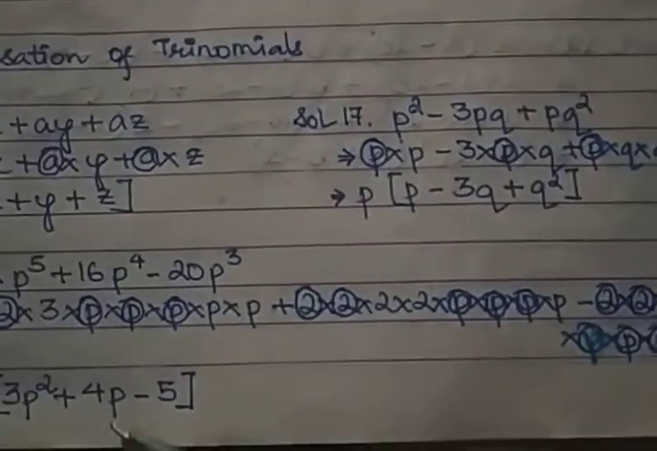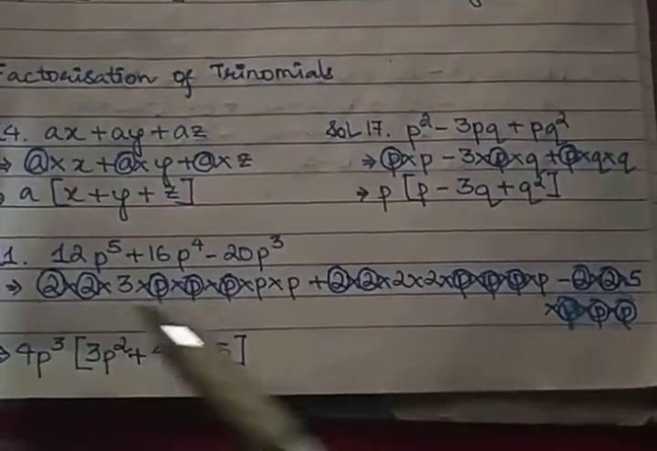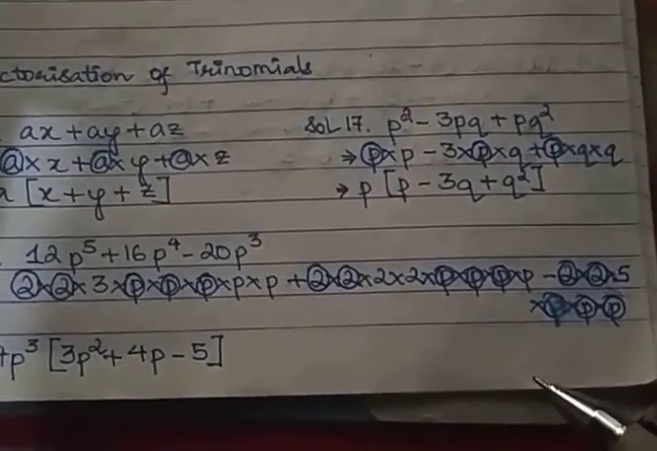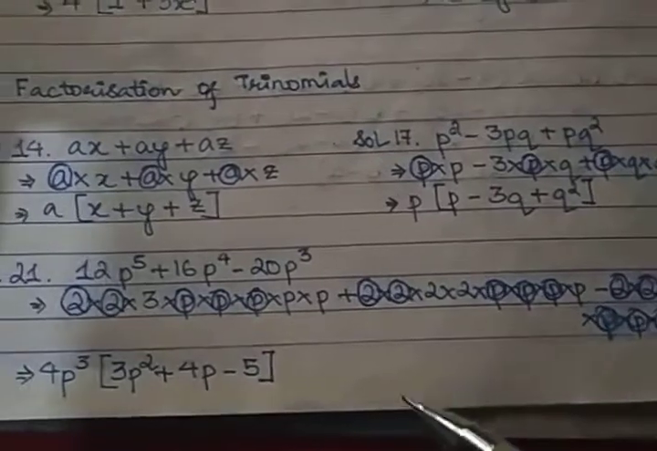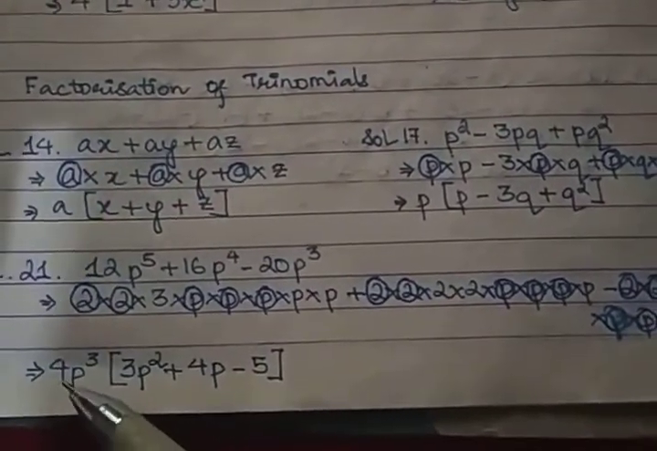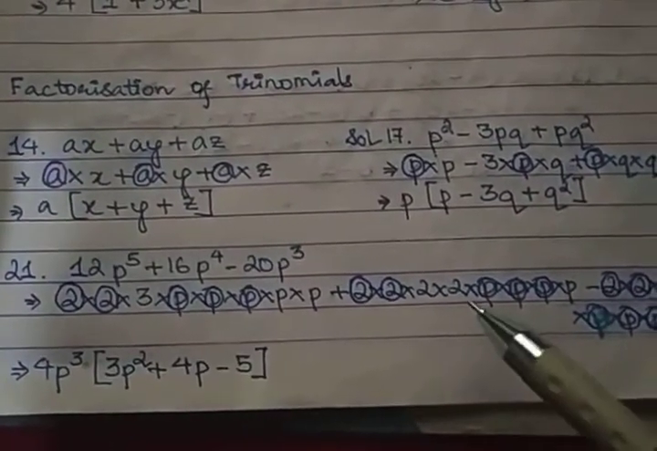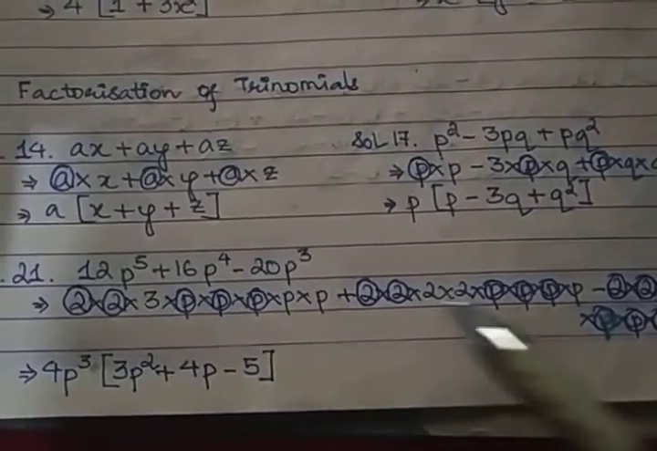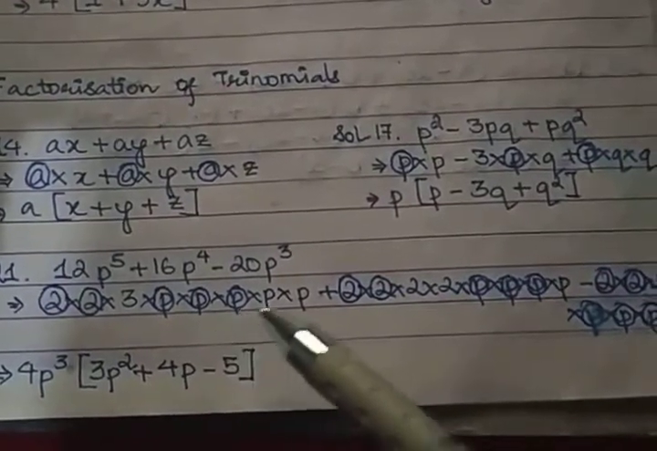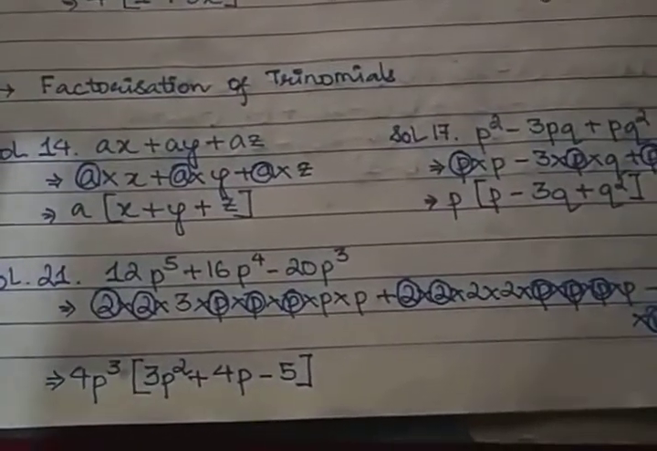Okay, now what do I see here? From all the three terms, I see 2 as common. Again, a second 2 is also common from all the three terms. So if I take 2 into 2 as common, what can I take as common? 2 into 2 means 4, isn't it? I can take 4 as common, so that's why I have taken 4 as common. And for p also, 1 p is common, the second p also common, third p also common from all the three terms. So I can take p into p into p as common, which will give you p to the power 3.